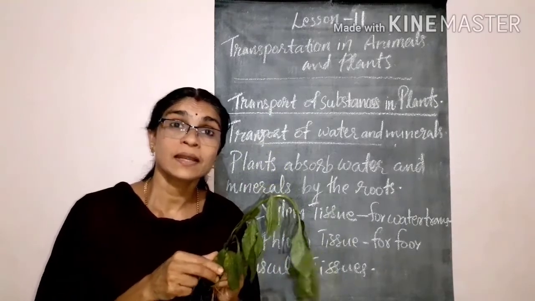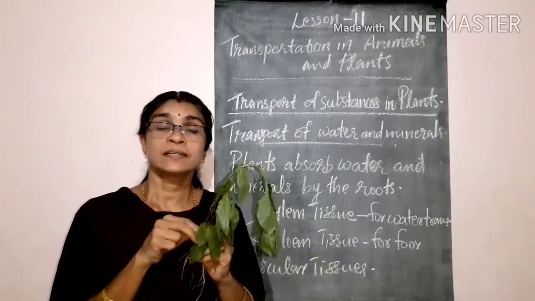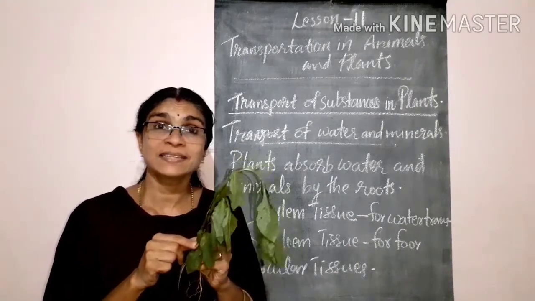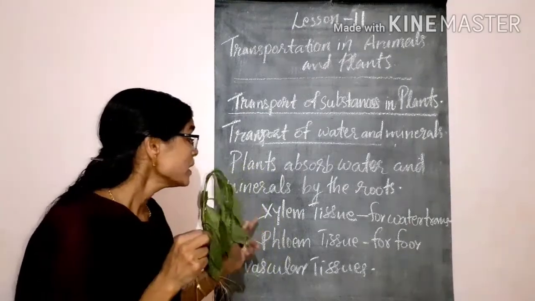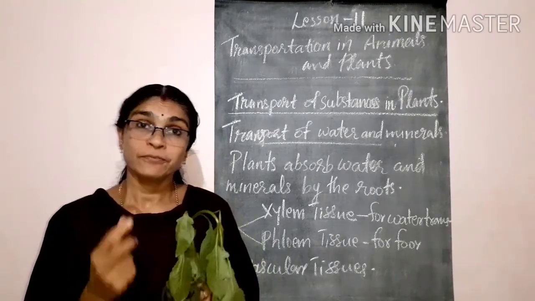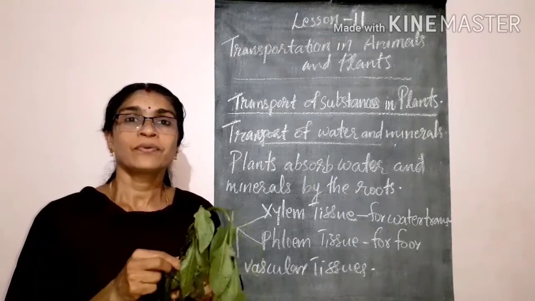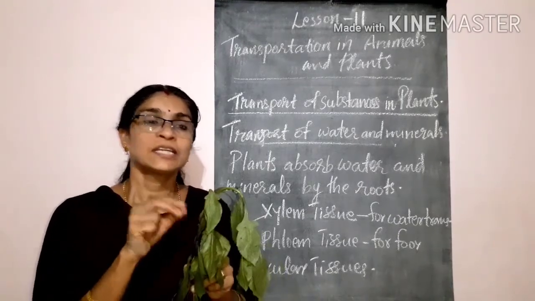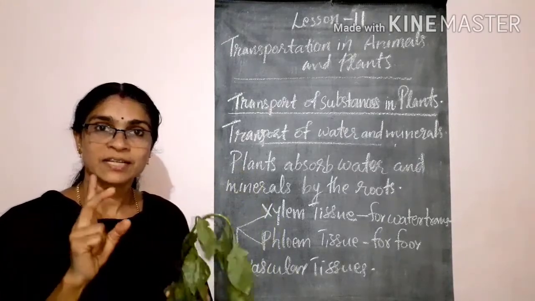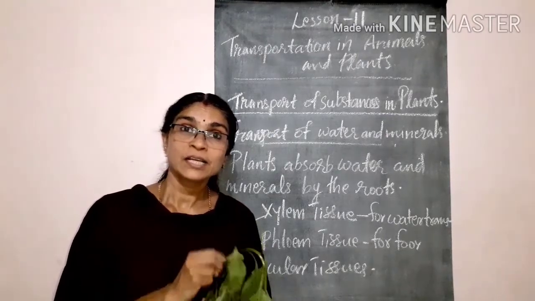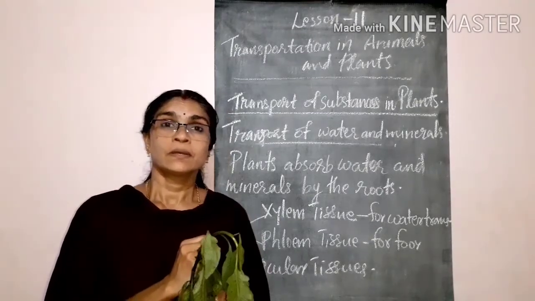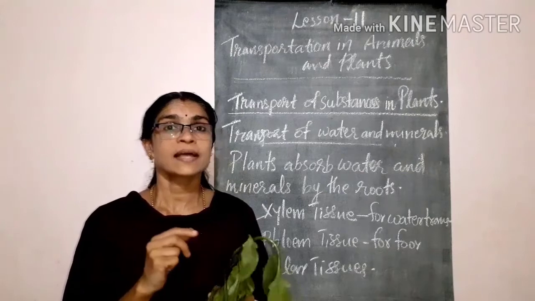Then which type of tissues help in the transportation of food? There is another group of cells. They are called phloem tissue. The phloem tissues perform the transportation of food prepared by the leaves into the various parts of plants. So children, now we identified two types of vascular tissues. One type is called xylem tissue, meant for the transportation of water and dissolved minerals.